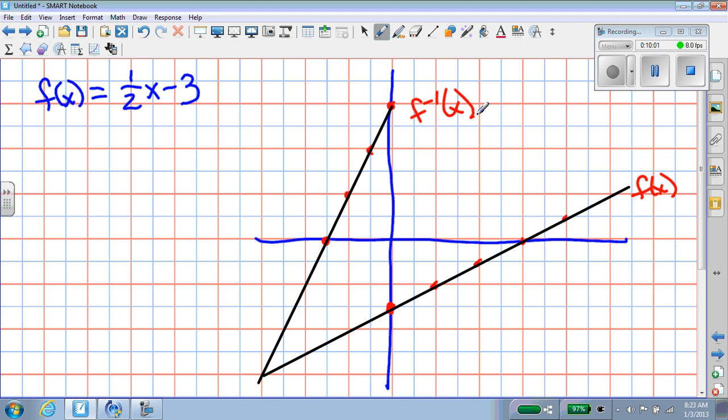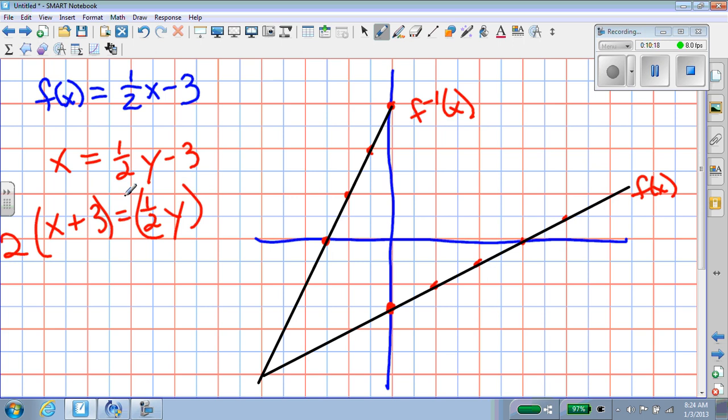Algebraically, I could find it by saying x equals 1/2 y minus 3, x plus 3 equals 1/2 y. Multiply both sides by 2. So y equals 2x plus 6. By the way, 2x plus 6, 2, 4, 6. This is what I did draw, 2x plus 6. F inverse of x is 2x plus 6.